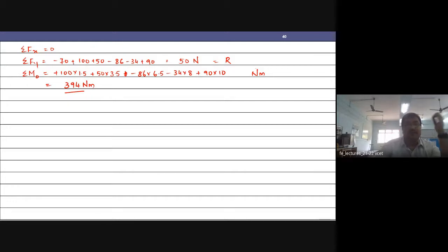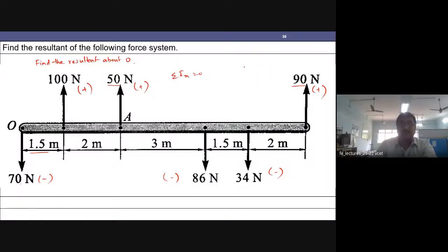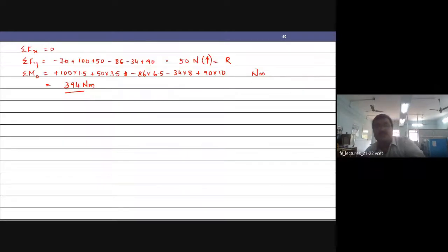Since I am having only the Y component for my resultant, that will be acting in which direction? My R is acting in which direction? Since it is positive, the resultant is going to act upwards, right? Yes, upwards only. So 100 plus 50 plus 90, my net effect is 50 Newton, and that will be acting upwards.